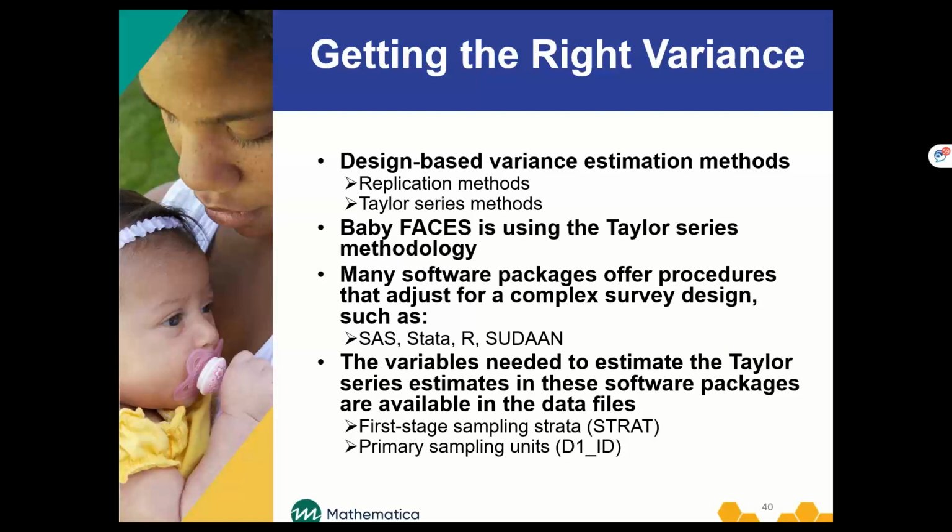Taylor series and replication weights methods are ways of estimating the correct variance for complex survey design. In Baby Faces, we use the Taylor series method. When there are clusters in the sample design, the Taylor series method estimates variance from the variation among clusters. When the design is stratified, the procedure pools stratum variance estimates to compute the overall variance estimate. You have many options for estimating variance and standard errors using the Taylor series method. Some of them are listed here.